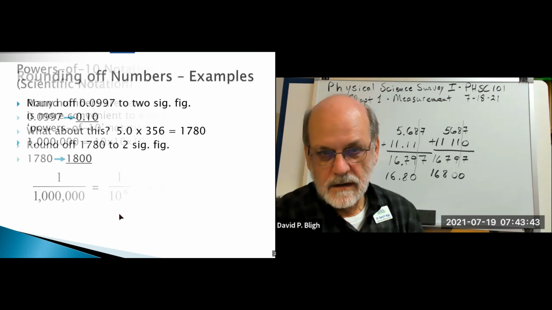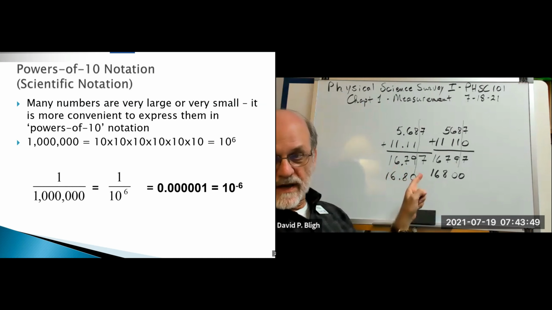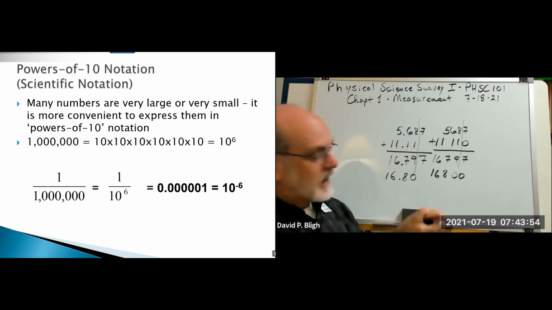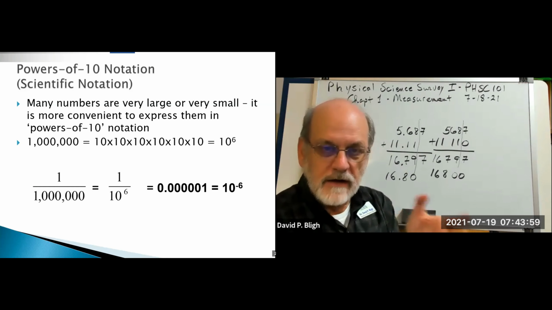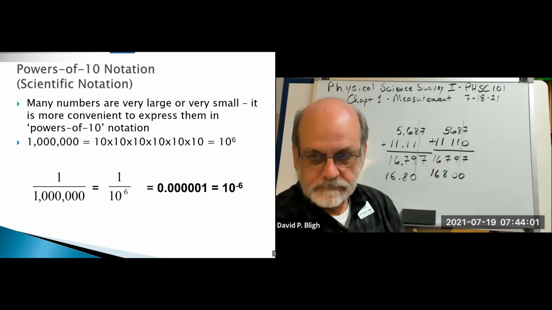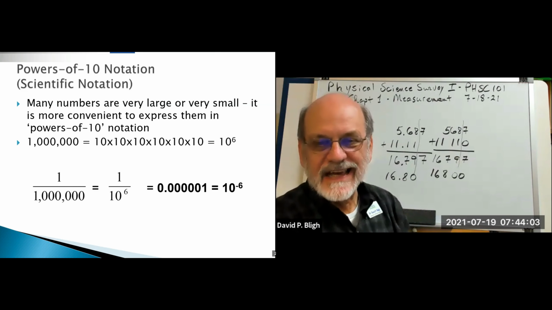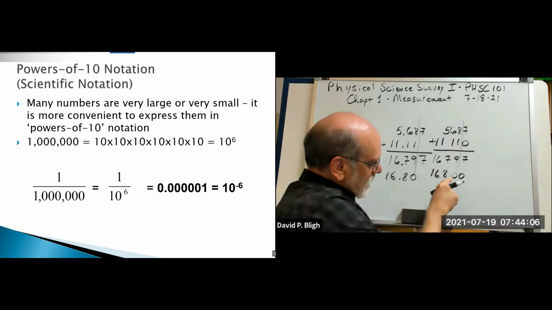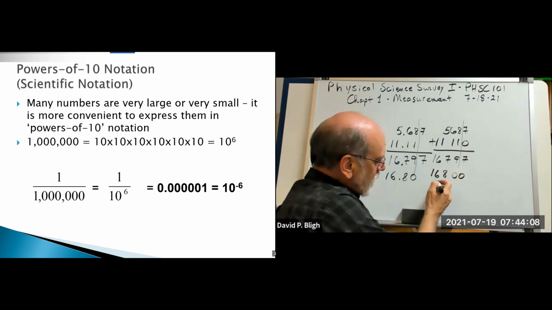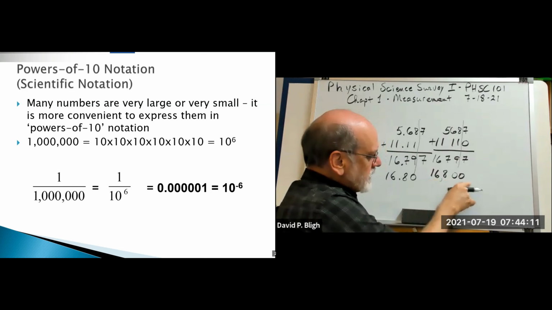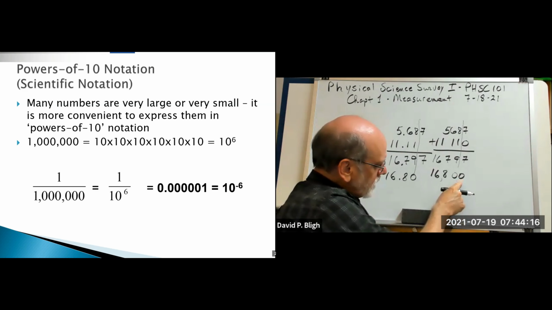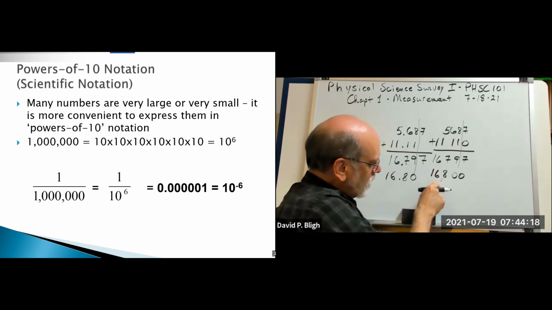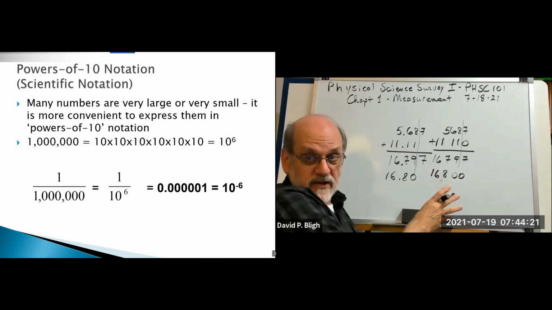We need to convert this in such a way that we can keep 4 significant figures. So scientific notation is a way of expressing very large and very small numbers. Either way, we introduce the powers of 10. So what do we have here? Well, we have 16,800. So how many powers of 10 are there? There's 1, 2, 3, 4, 5 powers of 10 possible.